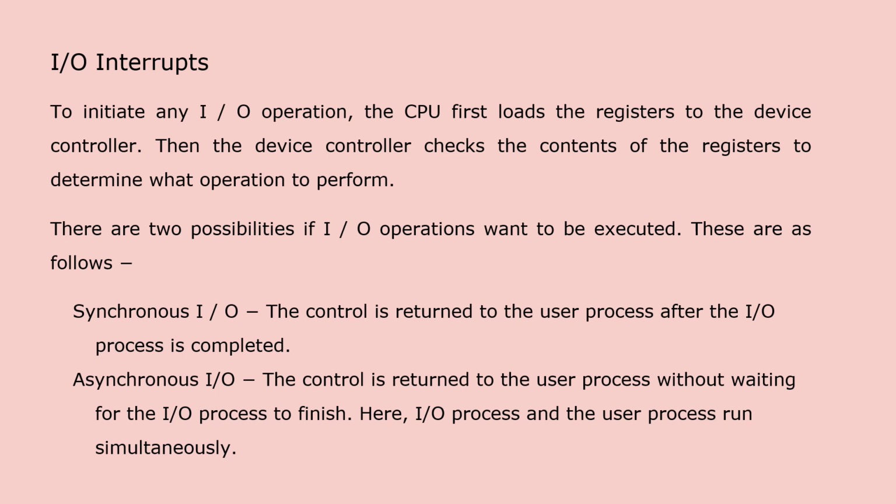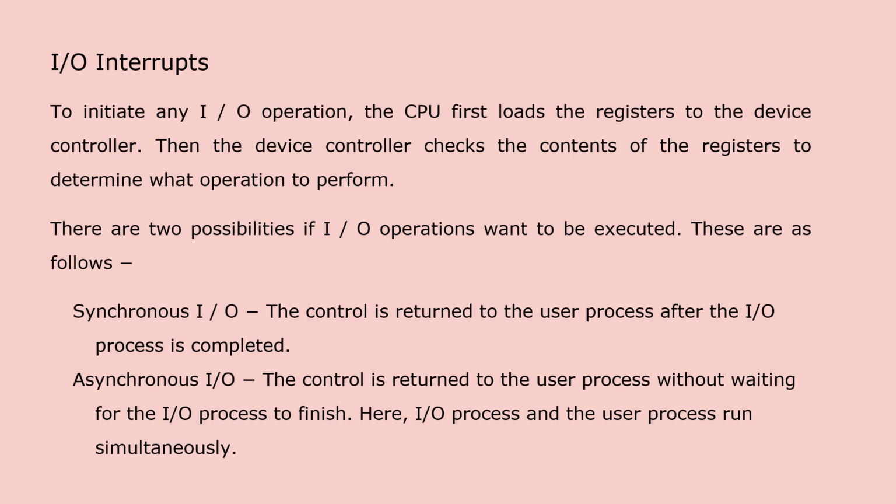First one is CPU register loading. When you decide to print a document, the CPU does not directly send data to the printer. Instead, it loads data and control information into registers within the device controller. These registers tell the device controller what operation to perform. It's like telling the printer what exactly you want it to print.